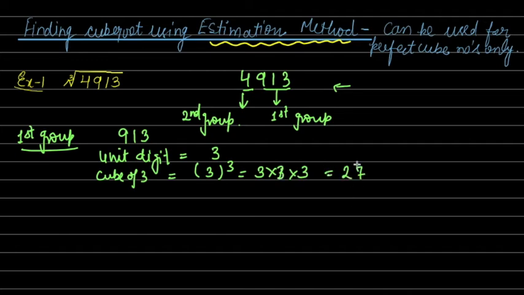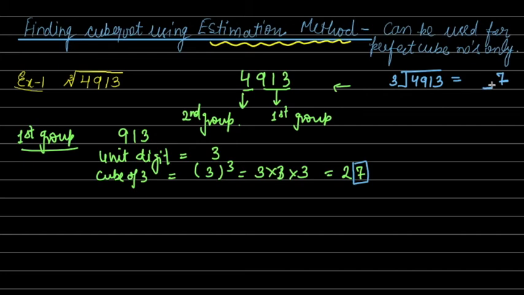What is the unit place digit you are getting here? You are getting 7. Okay, so it means when I write the cube root of 4913, the unit place digit will be 7.